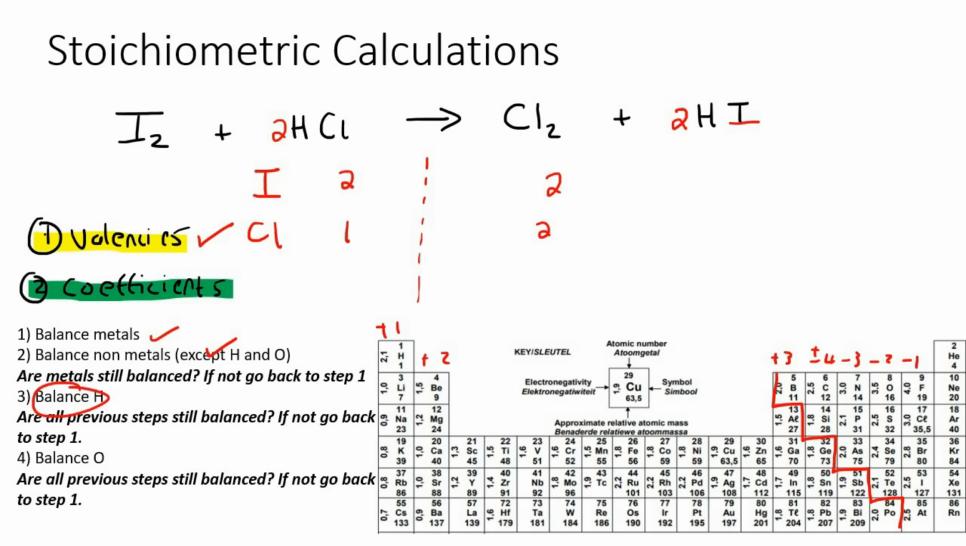Next step, balance all of the hydrogens. So on the left, we have 2 of them, and on the right-hand side, we also have 2. And then there's no oxygen, so we are balanced.